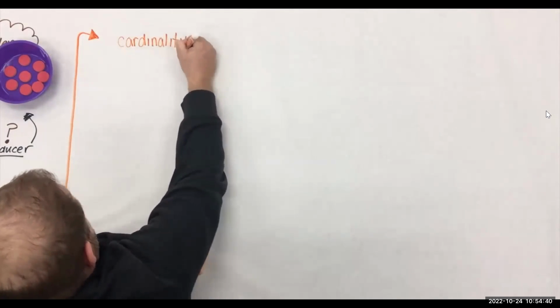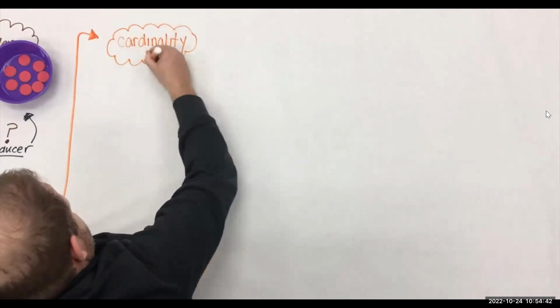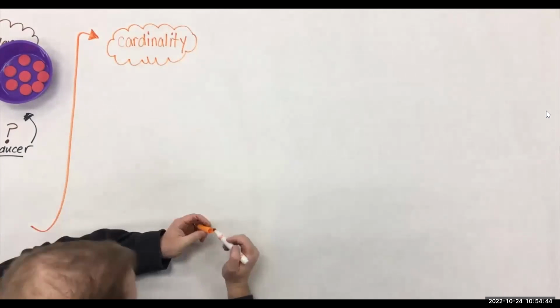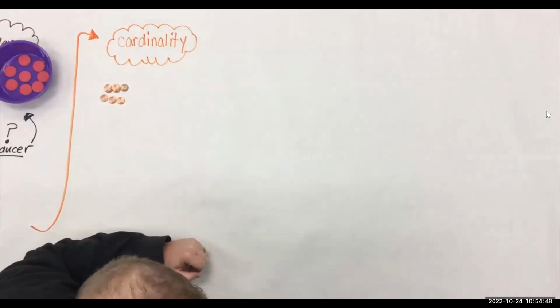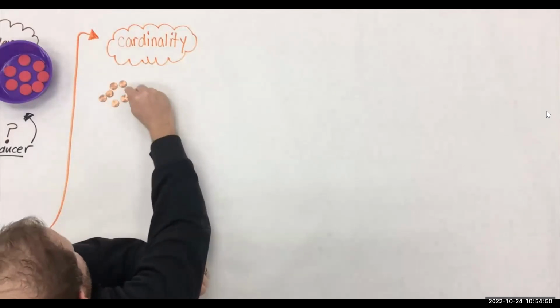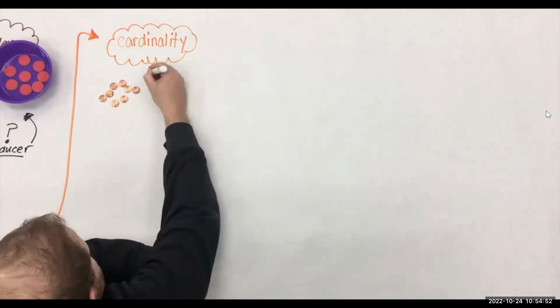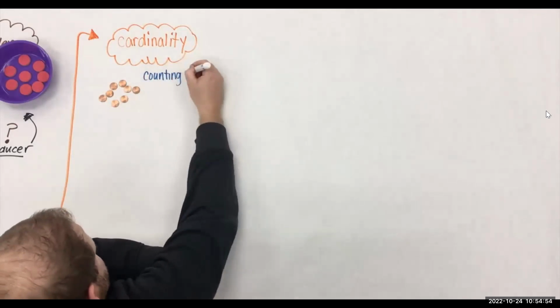So as students are working on rote counting and one-to-one correspondence, cardinality gradually makes its way into the conversation. What cardinality is, when students are counting out a set of objects, the last number in that count sequence describes the quantity in the set.